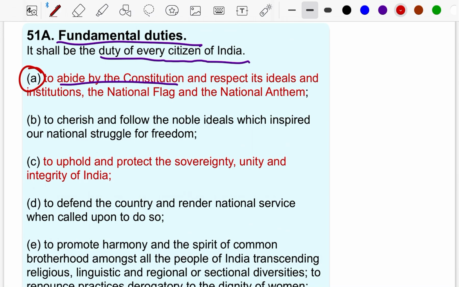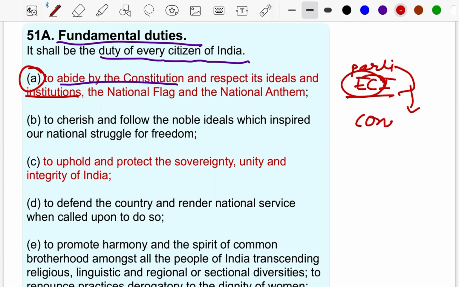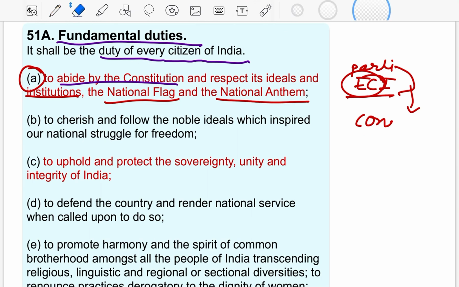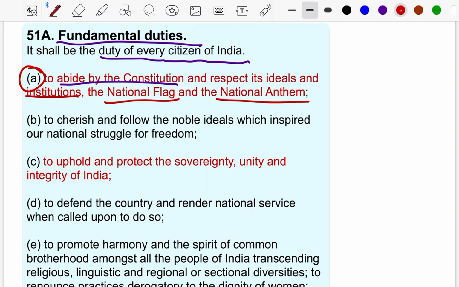So number 1, to abide by the constitution and respect the ideals and institutions. There are a lot of institutions, right? Like Parliament, like the EC, Election Commission of India. There are many constitutional and non-constitutional institutions which we have to respect. We have to respect the national flag. We have to respect the national anthem. If we are not respecting them and we are using derogatory words, we are violating the norms set up by the Parliament, then you will be liable for a punishable offence.